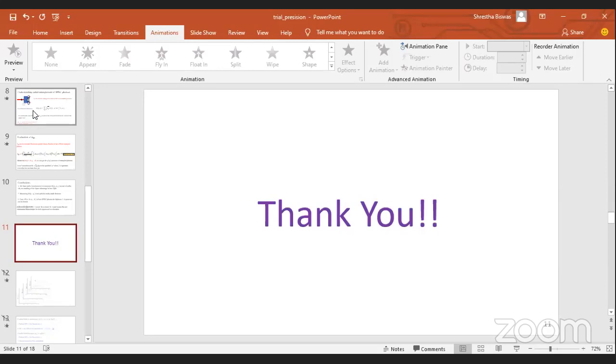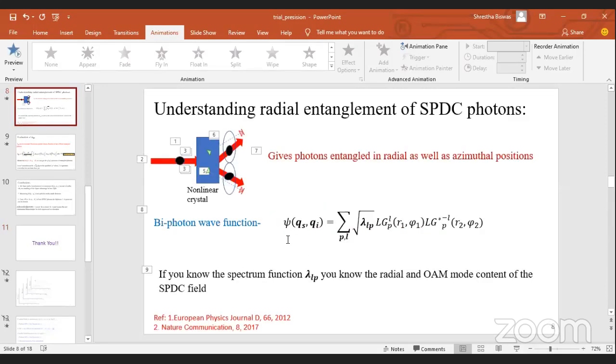But the thing is, for the SPDC photons, this is the Schmidt decomposed form. You cannot have Bessel modes here because this is a unique expression for the cylindrical mode. So you cannot have Bessel modes over here because this is a Schmidt decomposition form. You might check this paper, they have the full expression of how they get this decomposition.